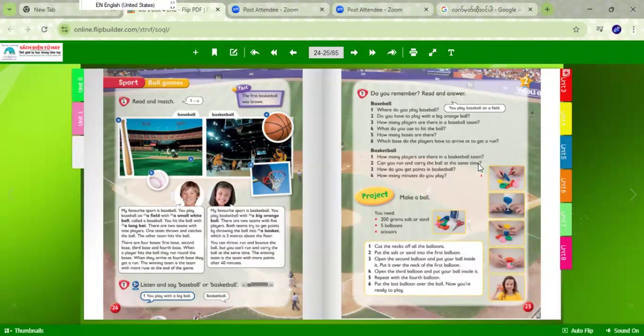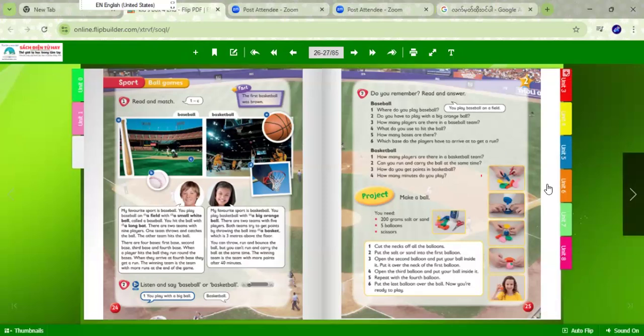But maybe all of us here are not Gen Alpha. Millennials and Generation Z, so maybe we will not do this kind of activity. So is there any question about baseball and basketball? No, teacher. Okay. So let's move to the next one.